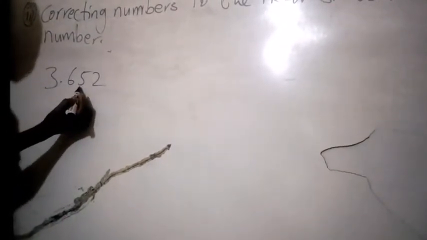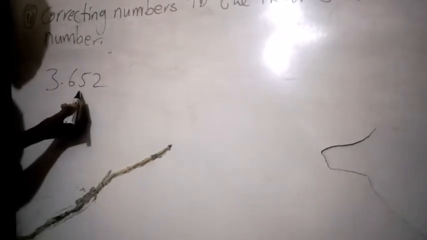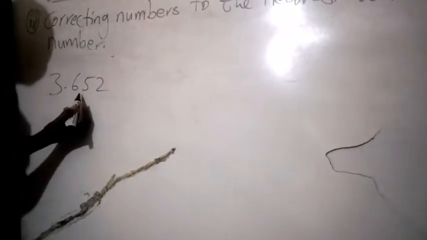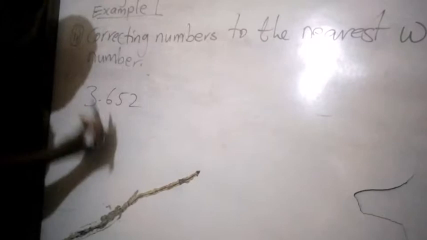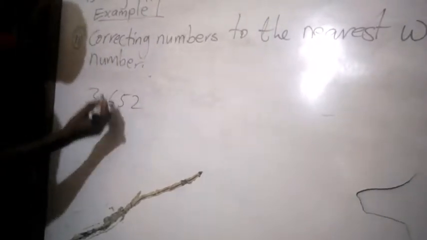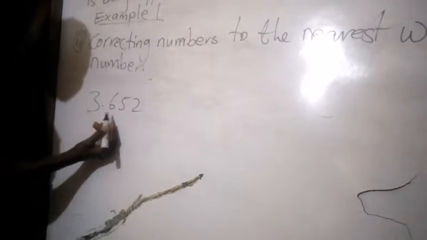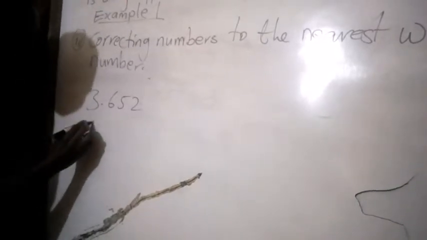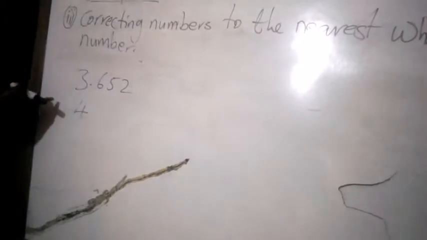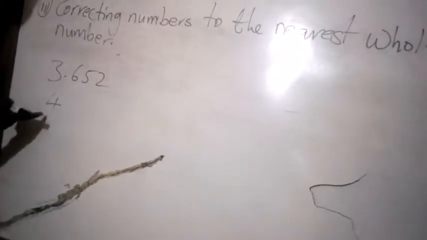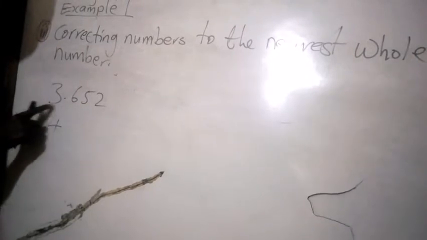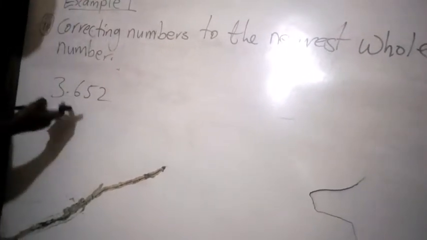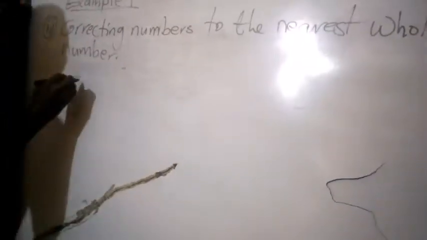0 plus 5 will give me 5. This one is 1 because it's half of a 10. So 1 plus 6 will give me 7. 7 here is 1 because it's even more than half of 10. So 1 plus 3 will give me 4. So this gives me 4. It means I've corrected this number to the nearest whole number. This is our whole number. Anything before the decimal point is a whole number.